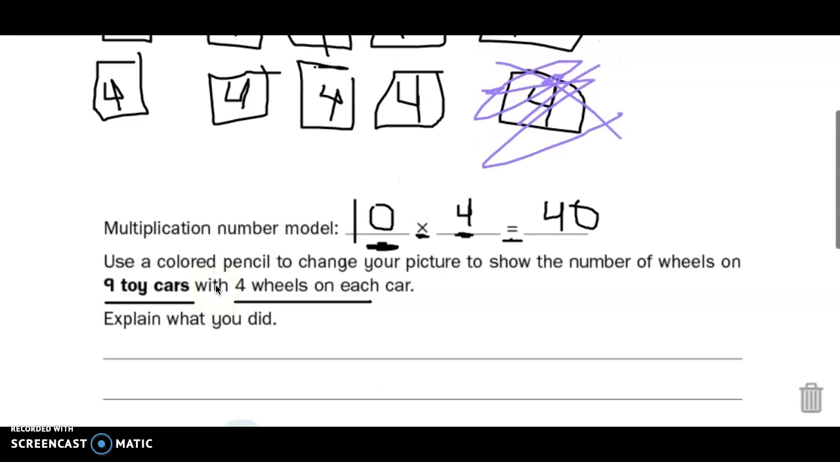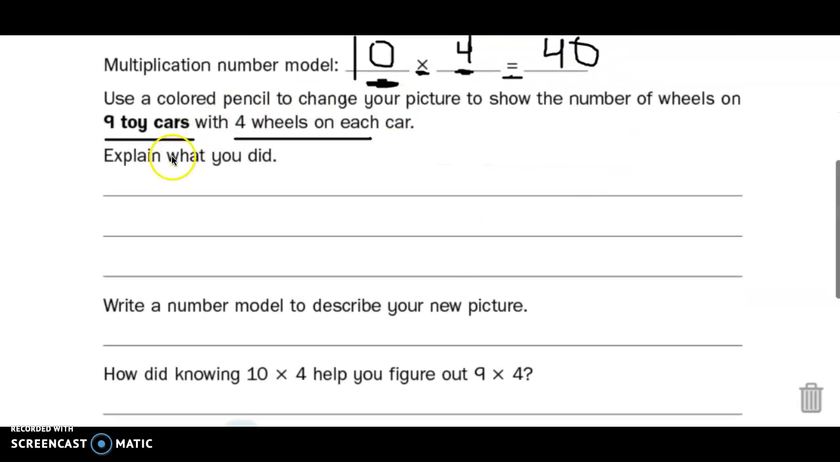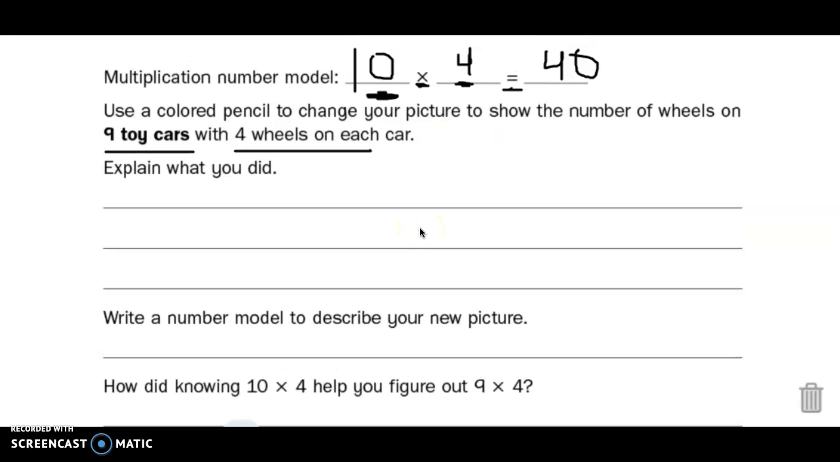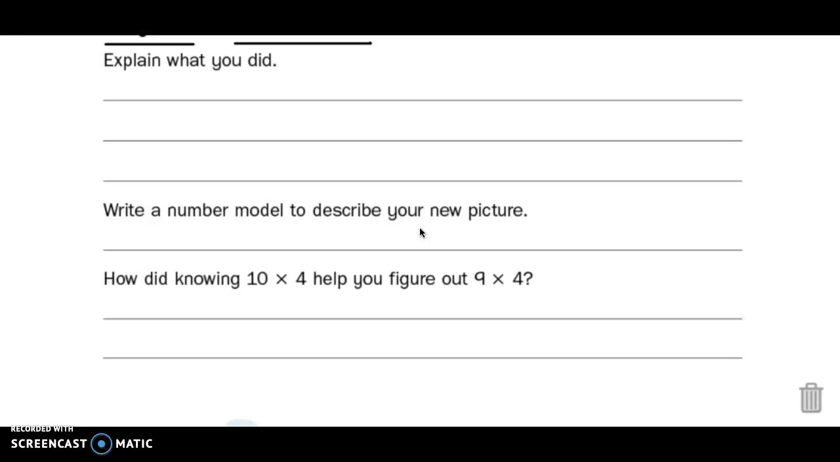It says explain what you did. In your own words, explain what I just did and what you just did. Write a number model to describe your new picture. I want you to put me on pause and try to write your number model down yourself. Then come back and we'll compare.